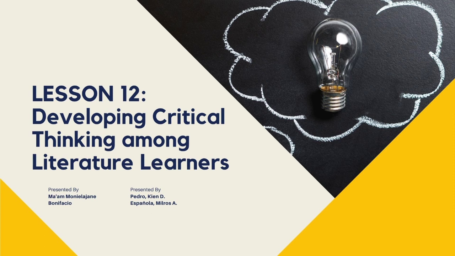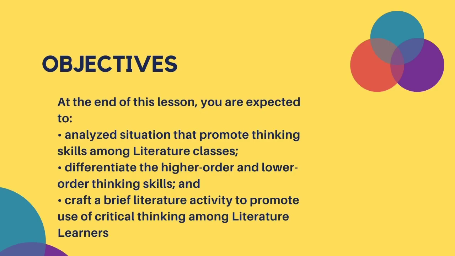Lesson 12, Developing Critical Thinking Among Literature Learners. So at the end of this lesson, you are expected to analyze situations that promote thinking skills among literature classes, differentiate the higher order and lower order, and craft a brief literature activity to promote use of critical thinking among literature learners.